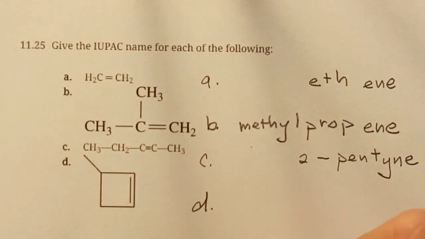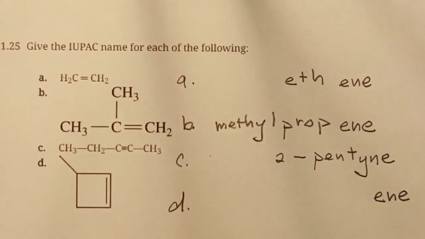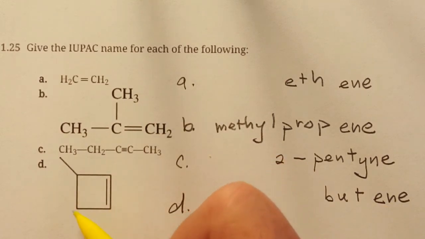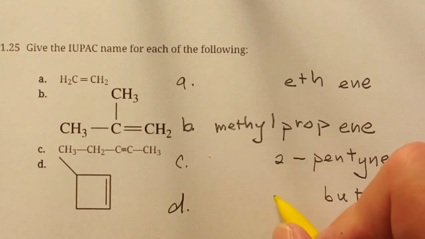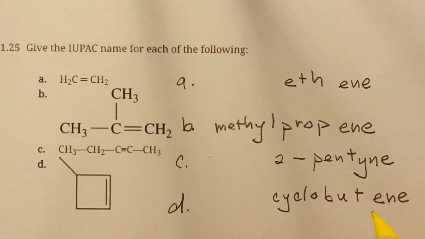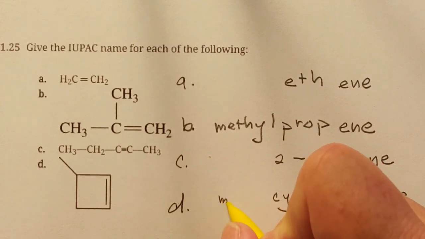Let's try D. Double bond, it's an alkene, so it's going to end in -ene. The longest chain is 4, so that's but. So far this is a butene. But that chain of 4 is in a ring, so it's a cyclobutene. There is a methyl substituent, so this is going to be a methylcyclobutene.